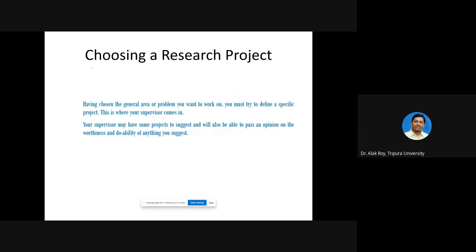Now, how to choose a topic? Okay, having chosen the general area or problem you want to work on, you must try to define a specific project. That is where your supervisor comes in. Your supervisor may have some projects to suggest and will also be able to pass an opinion on the worthiness and doability of anything you suggest.